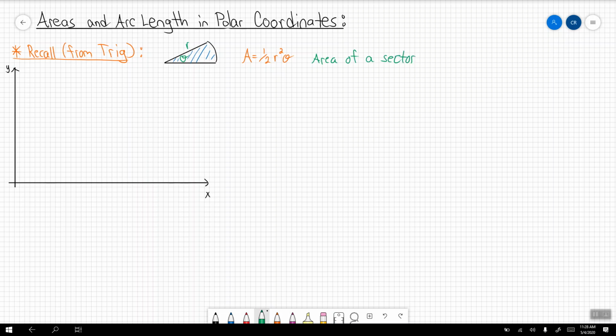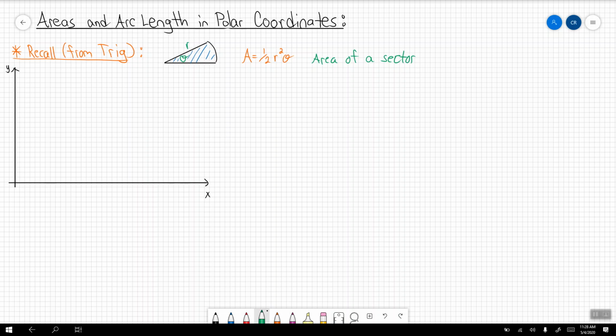Back in trig, we were able to derive this formula for the area of a sector as soon as we had a given radius and a given angle theta. As soon as we had a given angle theta and radius, we were able to find the area of that sector, and that area of the sector was 1/2 radius squared times the angle theta.